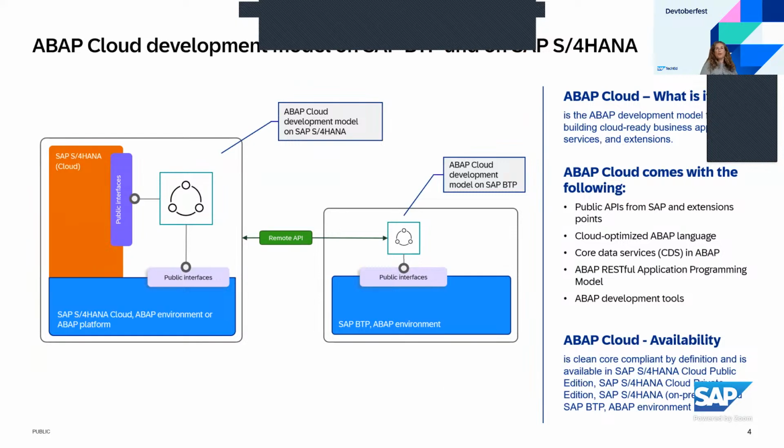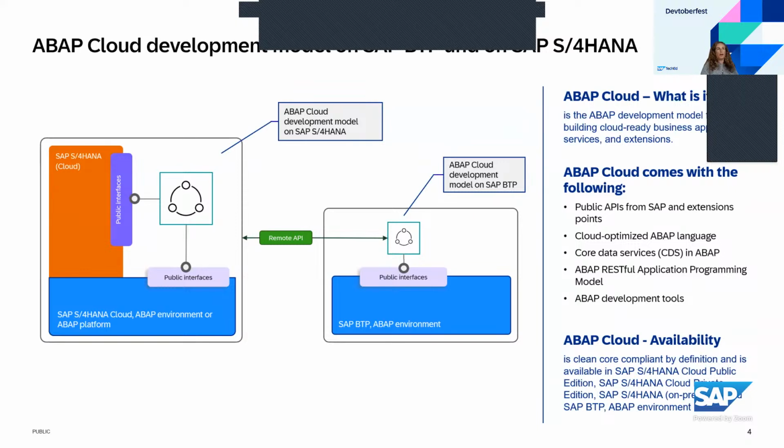ABAP Cloud is probably nothing new for most of you. It's our new ABAP Cloud development model for building cloud-ready business applications, services, and extensions. ABAP Cloud comprises public APIs and extension points from SAP, which allow you to reach the clear separation of your code and SAP standard code. You develop your business logic using cloud-optimized ABAP language, and for the data modeling and for using embedded analytics in the system, you use core data services.